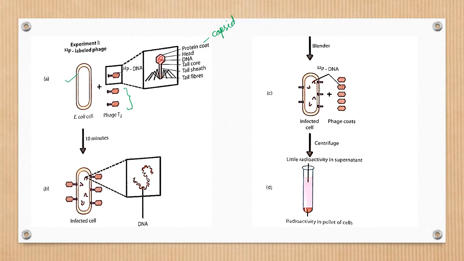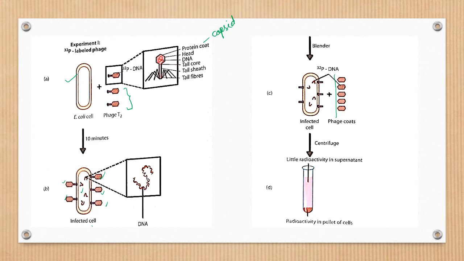Total how many are there here? Total 5 we are showing in the diagram: 1, 2, 3, 4, 5. But inside there are only 4 DNA strands. That means one is not properly infected. So the infecting phage injects the DNA into the bacterial cell. Now after infection, we blend, that means mix. After mixing, what happens? During this blending, the protein coats are separated from the cell wall.